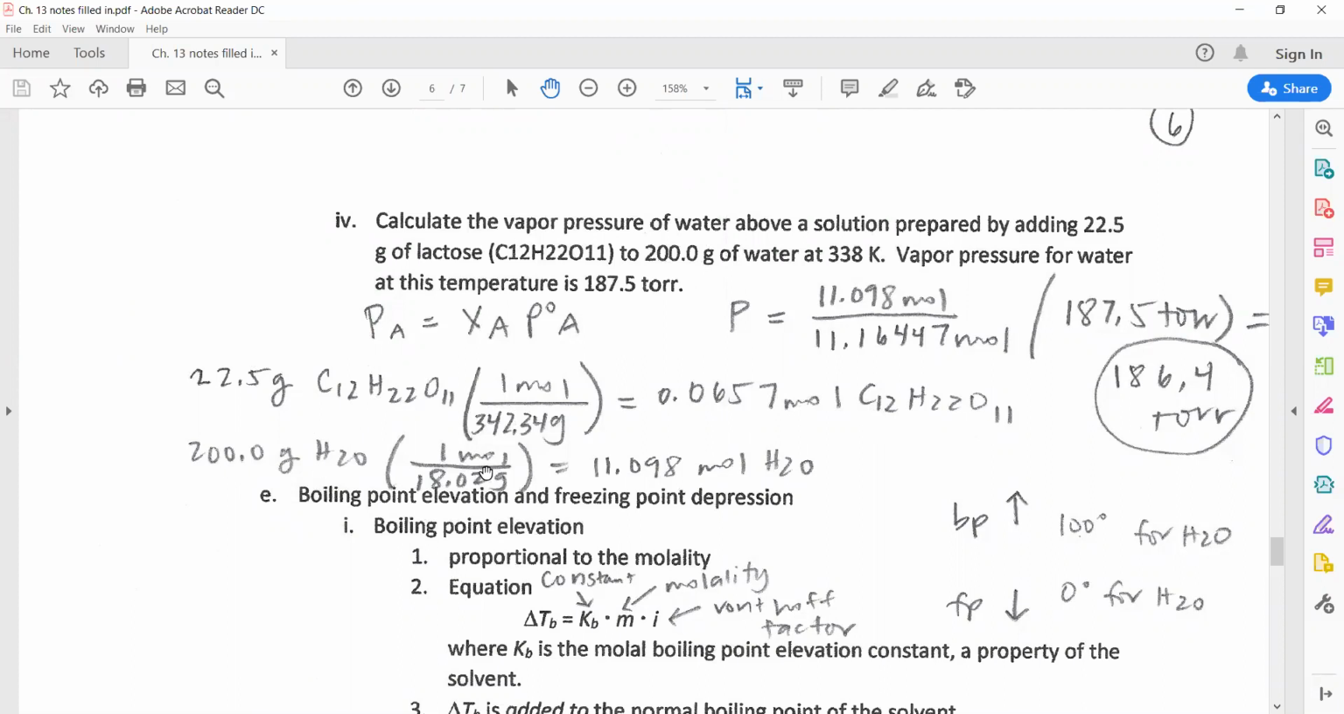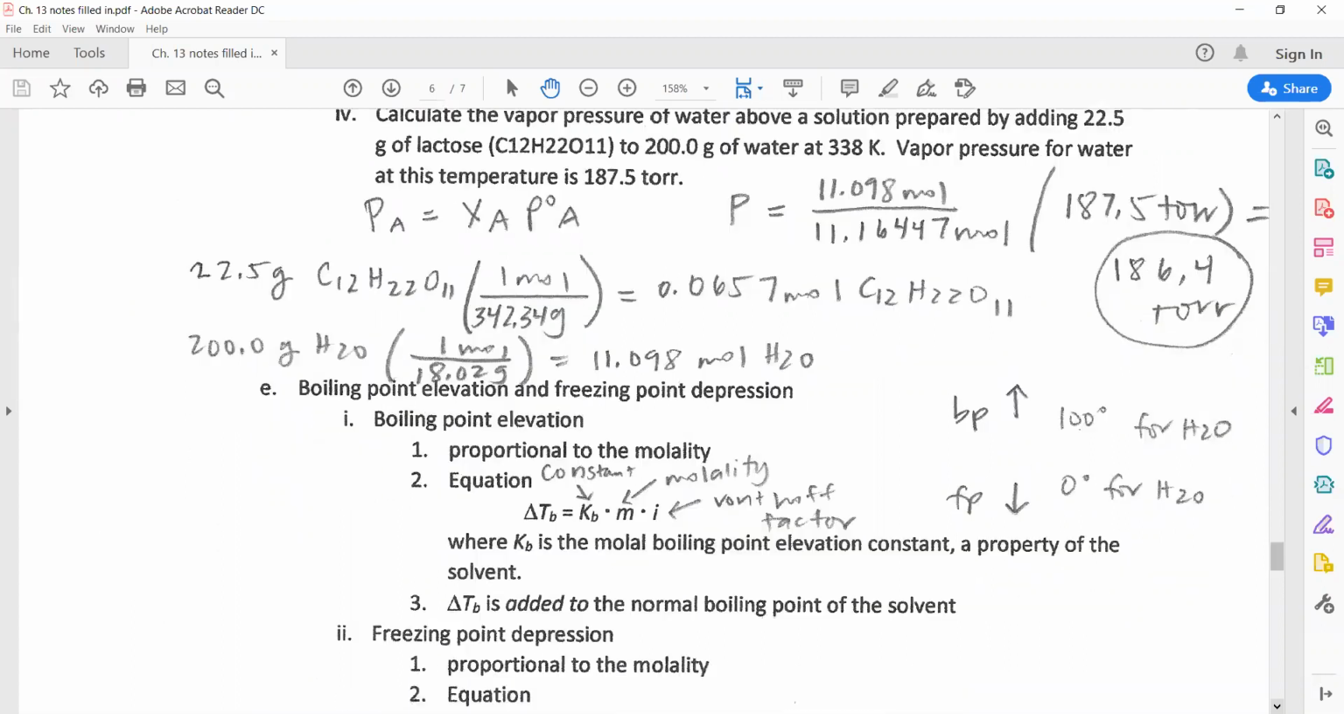I change it from grams to moles using the periodic table. And then for my mole fraction, I've written it here. We're going to put moles of my water on top because that's the solvent, over total moles, which is the 2 added together. And then I take that fraction and multiply it by the original pressure. So it's always going to be a fraction of that original pressure. Now this one didn't go down very much because there wasn't very much lactose for the amount of water. But you do notice that the pressure went down from 187.5 to 186.4.